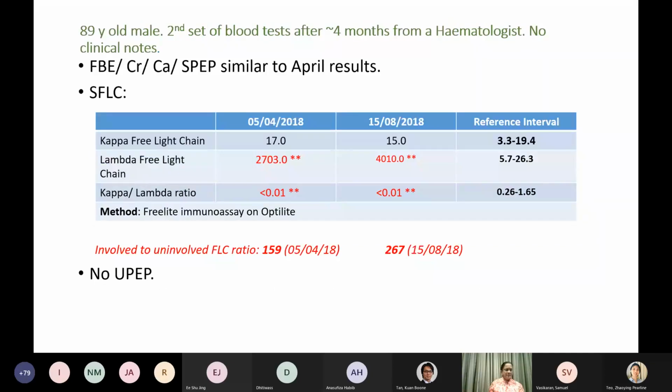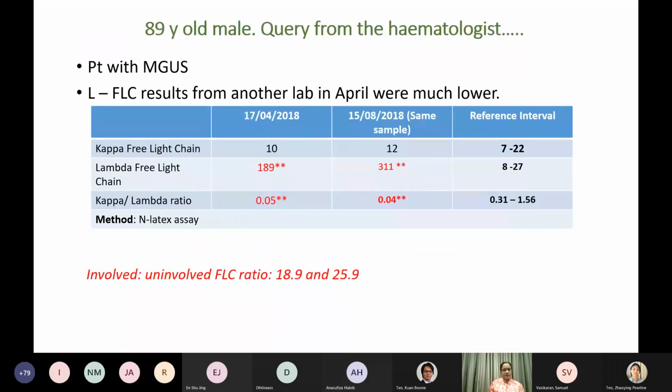And then we haven't seen this patient for a while, and after about 4 months, we had another set of bloods from a hematologist. FBE, creatinine, calcium, protein electrophoresis were all similar to the April results, but lambda free light chain concentration increased to around 4,000. The kappa lambda ratio is still really low, and the involved to uninvolved free light chain ratio increased up to 267. No urine protein electrophoresis.